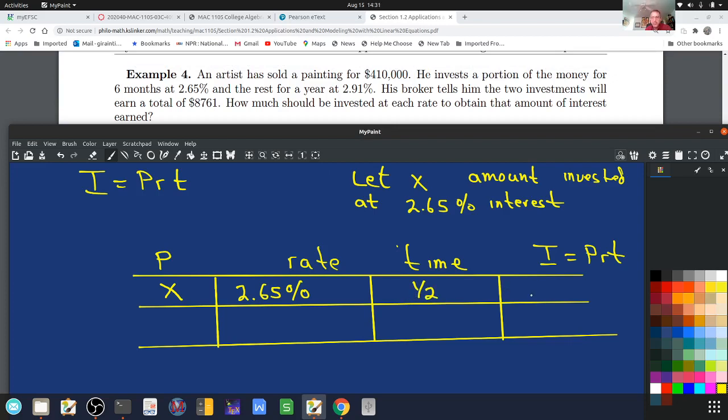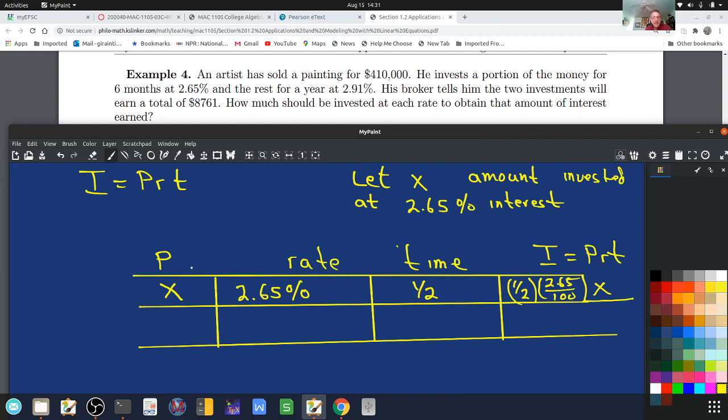And I is equal to PRT. That gives us 1/2, which is my time, times 2.65%, which is 2.65 over 100, and times our P, which is x.